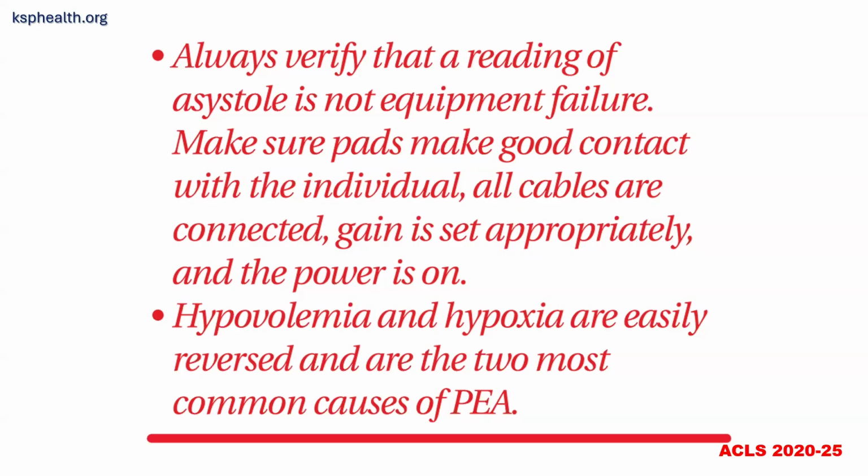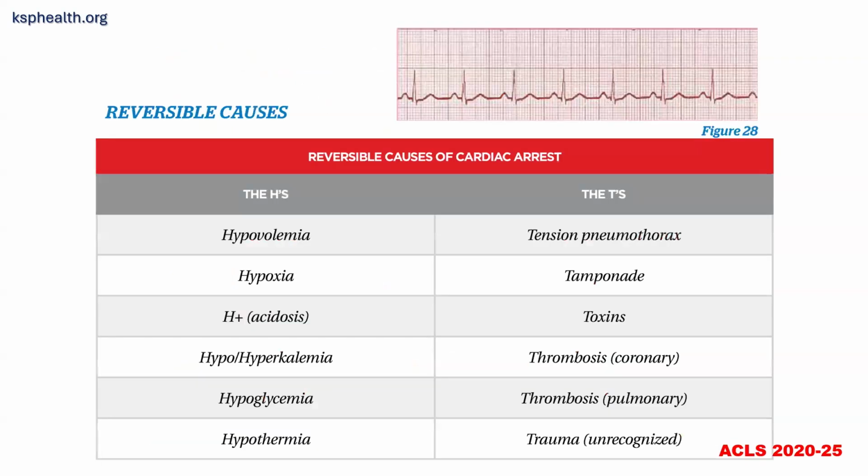Hypovolemia and hypoxia are easily reversed and are the two most common causes of pulseless electrical activity. So what are the other causes? There are 6 Hs and 6 Ts as reversible causes. Easy to remember. As I said, hypovolemia and hypoxemia are the two most common causes of pulseless electrical activity.